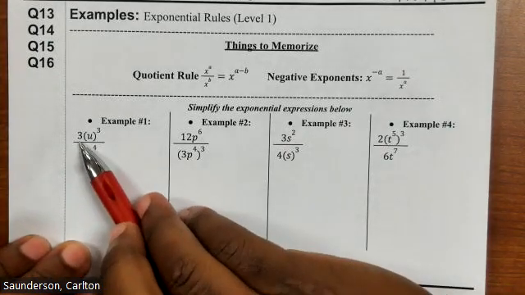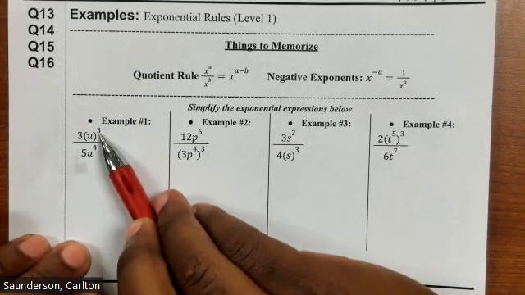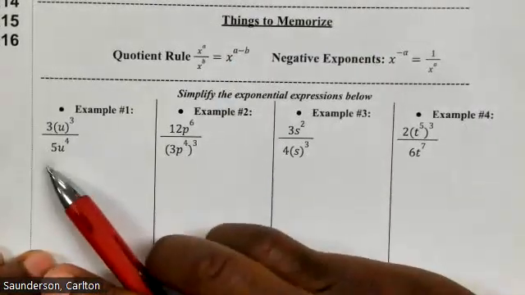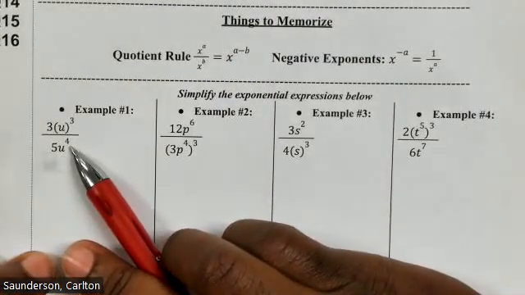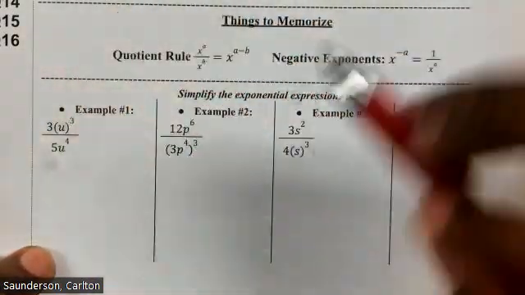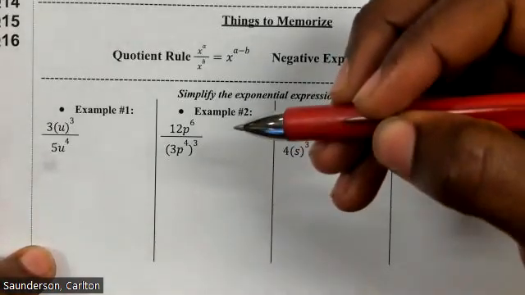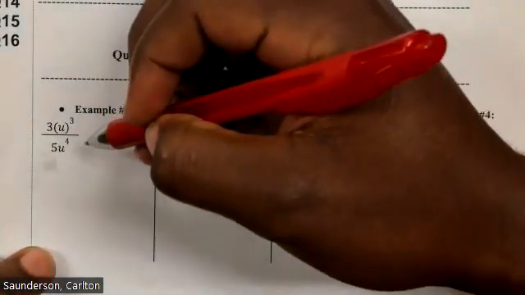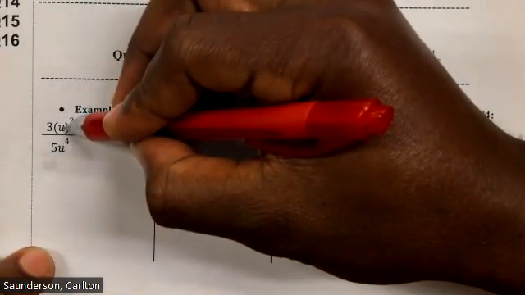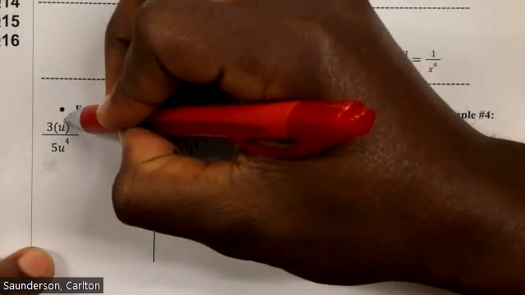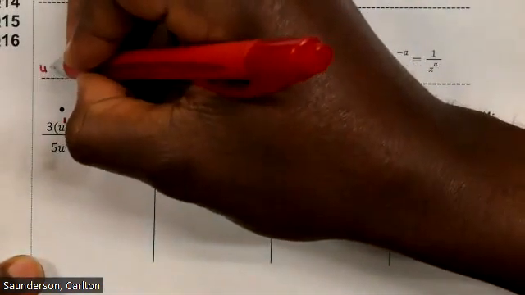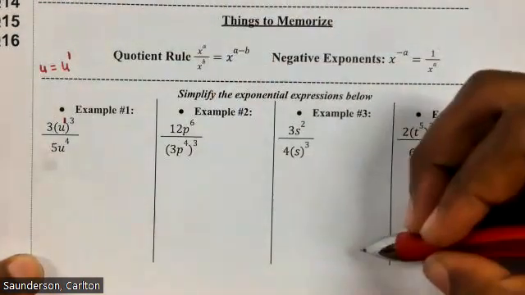So we see 3 parentheses u to the third power, where this 3 is on the outside of that parentheses. And then we see 5 to the u over fourth power. When you see this parentheses, guys, that means we need to do some type of power rule. That means we need to do some type of multiplication. What you're going to be multiplying is the exponents. When we don't see an exponent, we can always assume there's a 1 that represents that exponent.